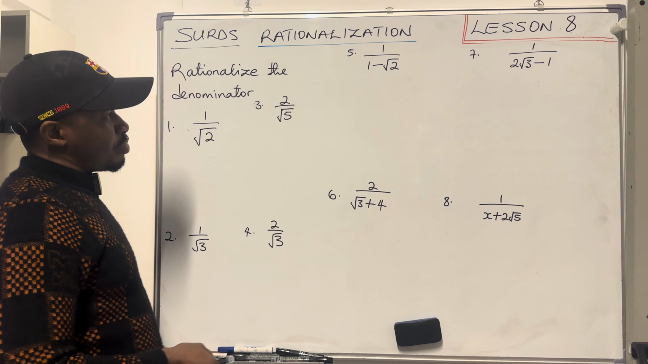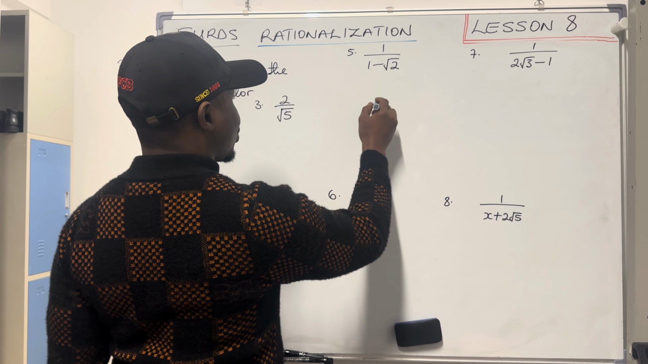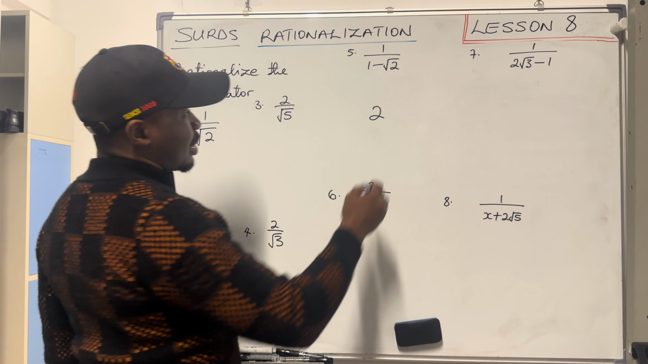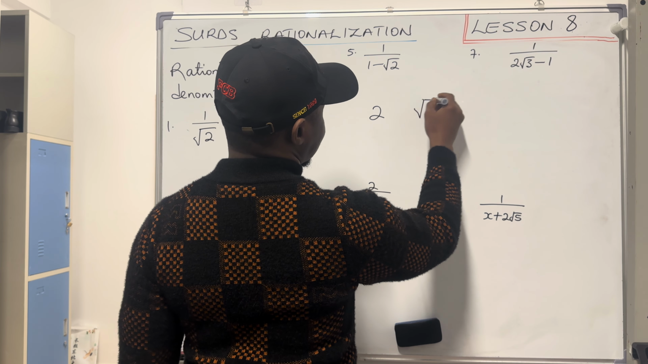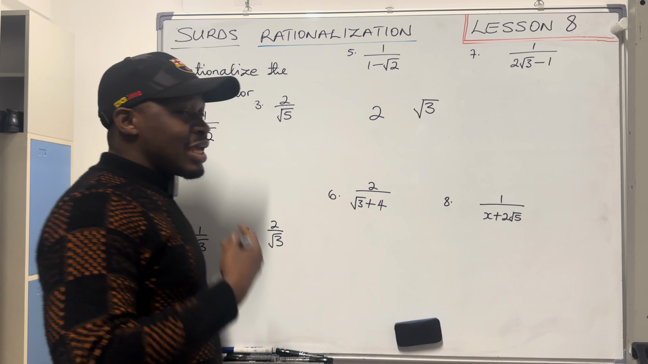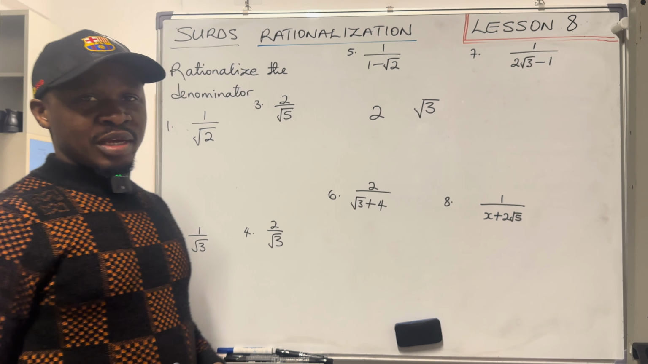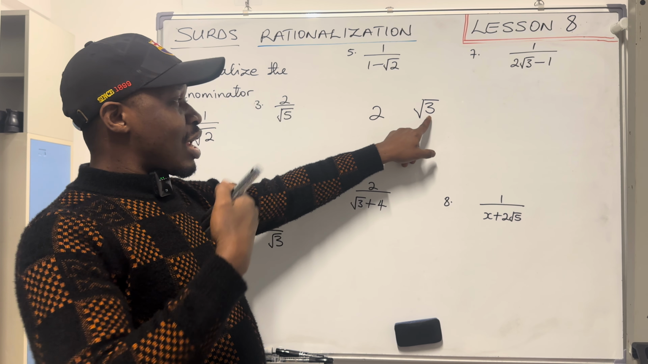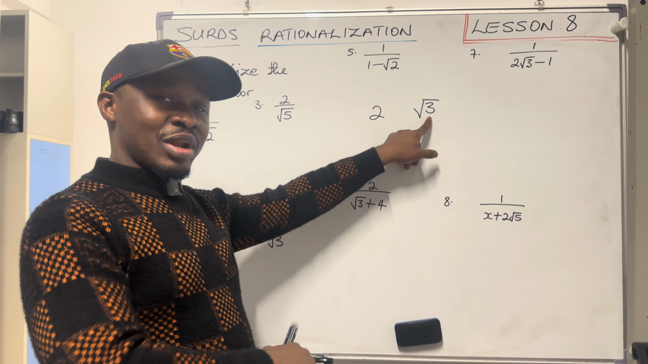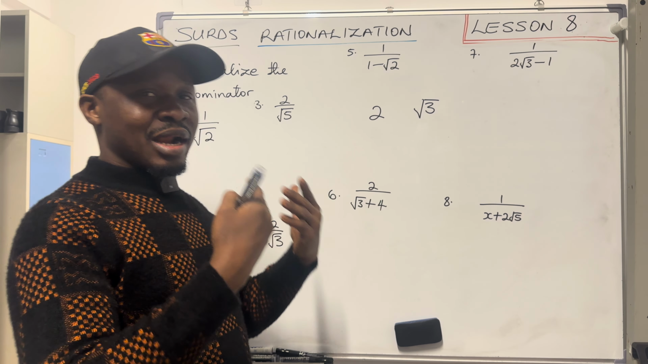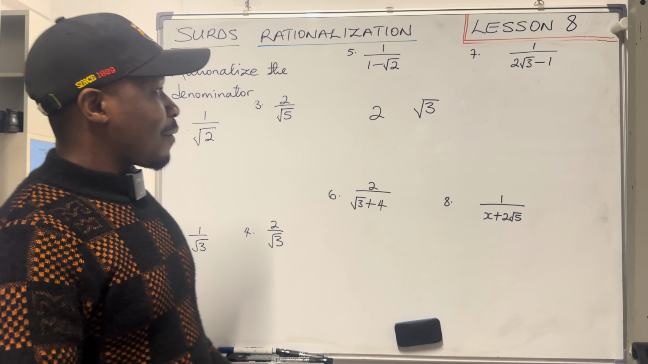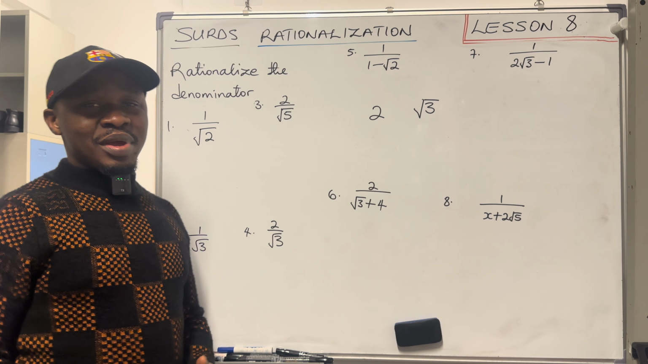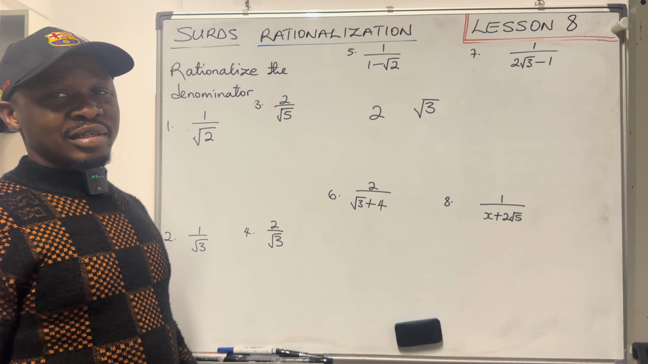First of all, this one is a rational number, and this is an irrational number. The process of making an irrational number become rational is what we mean by rationalization. As the word implies, rationalization means making it become rational.